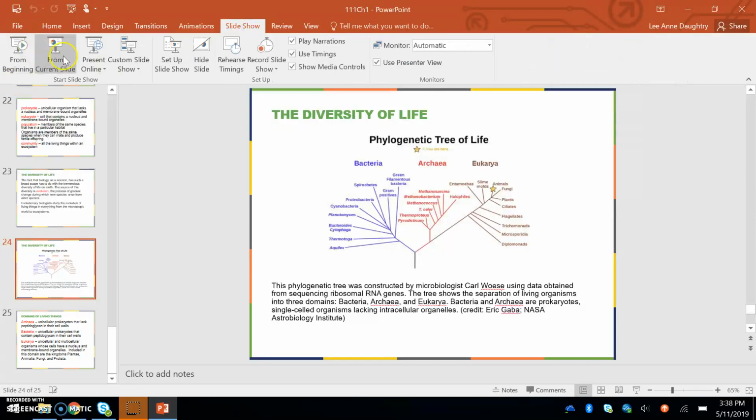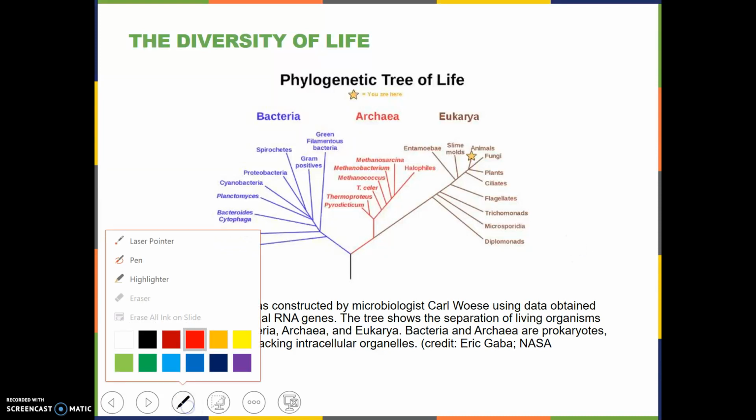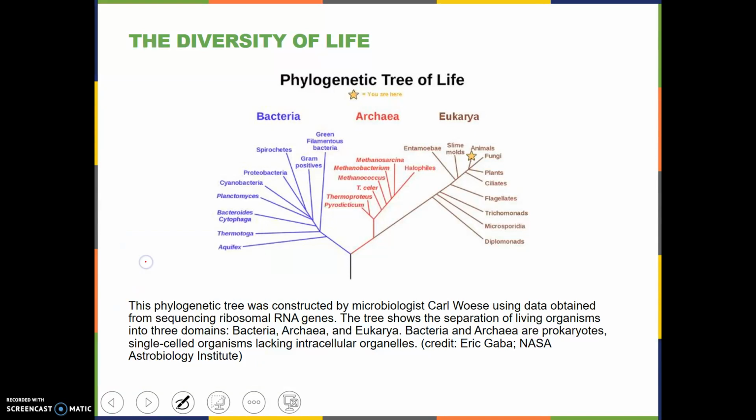this phylogenetic tree. And a phylogenetic tree just shows the relationships between groups of organisms. This one says here was by microbiologist Carl Woese using data obtained from sequencing ribosomal RNA genes. And I know we have not talked about what ribosomal RNA is, but RNA is kind of like DNA. It has a genetic code in it. But anyway, it's a chemical that he compared between all of these organisms.